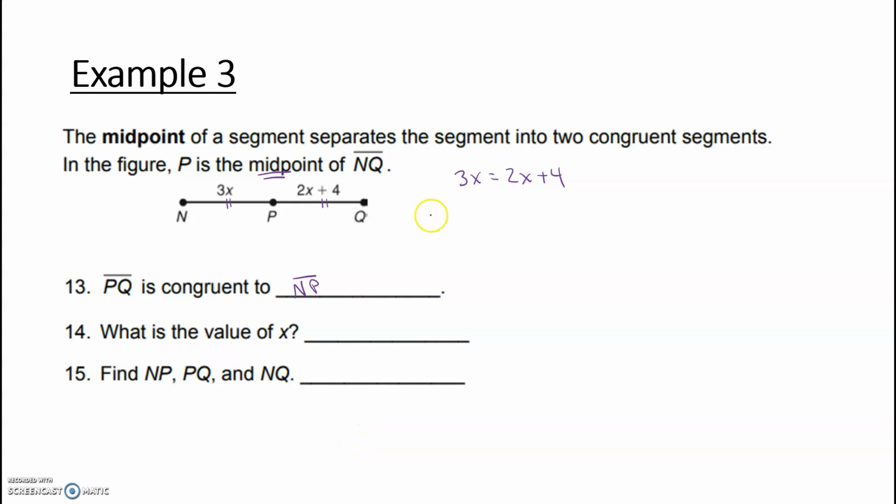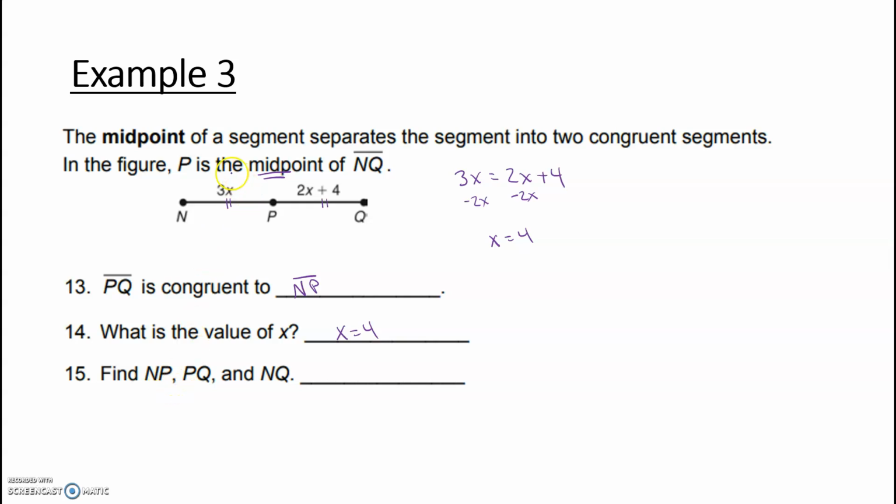Now it says, what is the value of x? So again, if they're equal, set them equal. We want to get our x's over to one side, so that's a positive 2x. I'm going to subtract 2x from both sides of our equal sign. So here, 3x's minus 2x's leaves me with 1x and 4. So x equals 4.